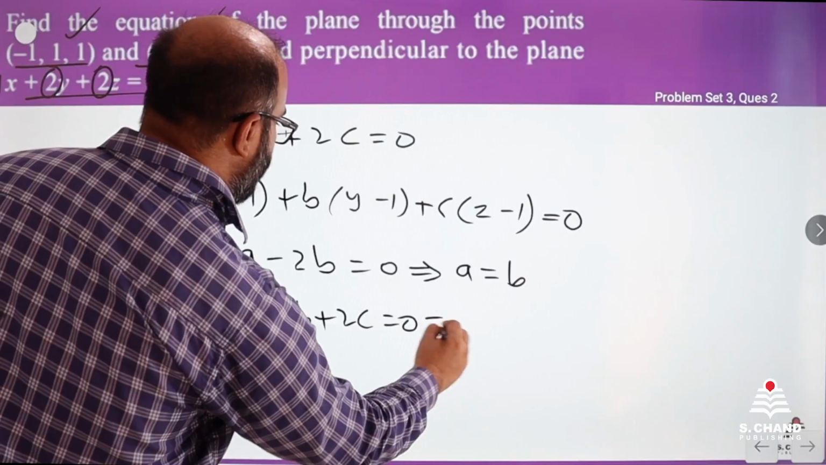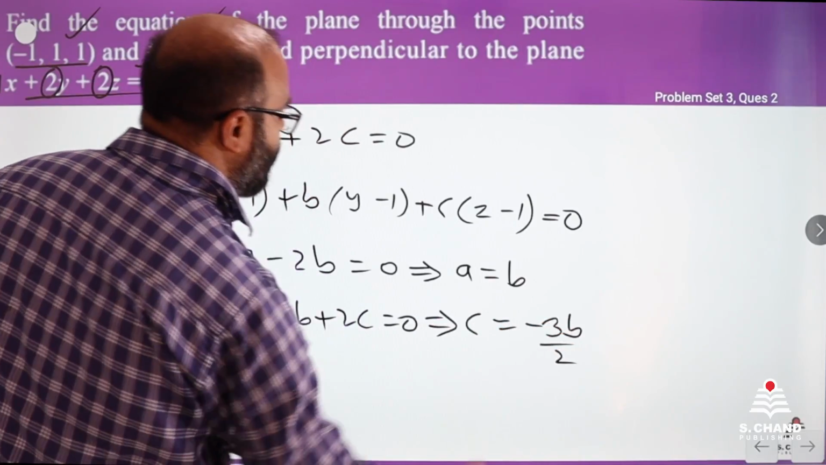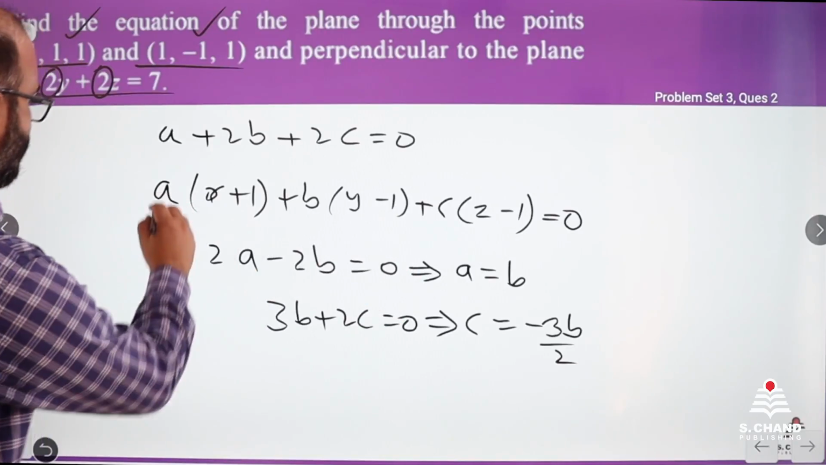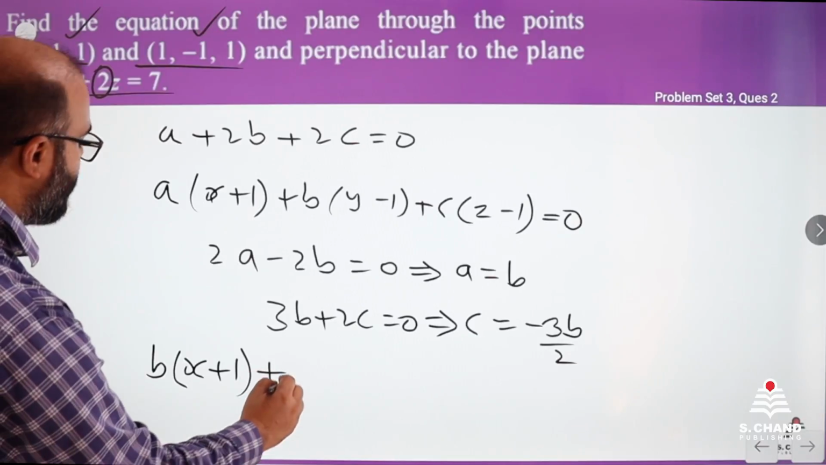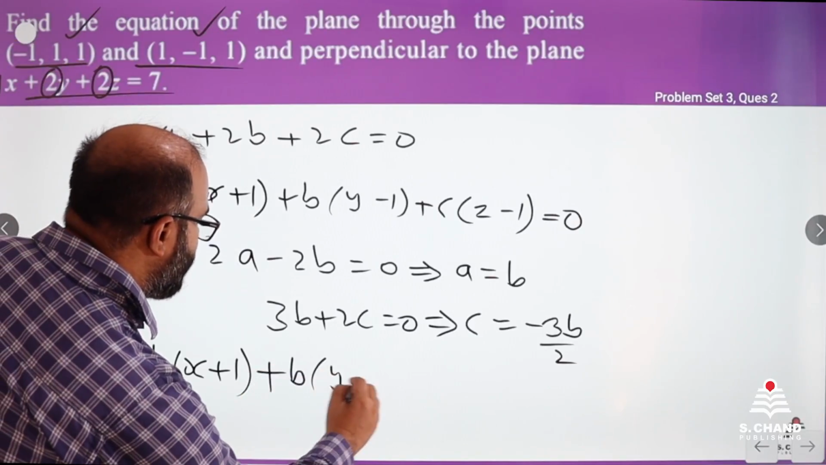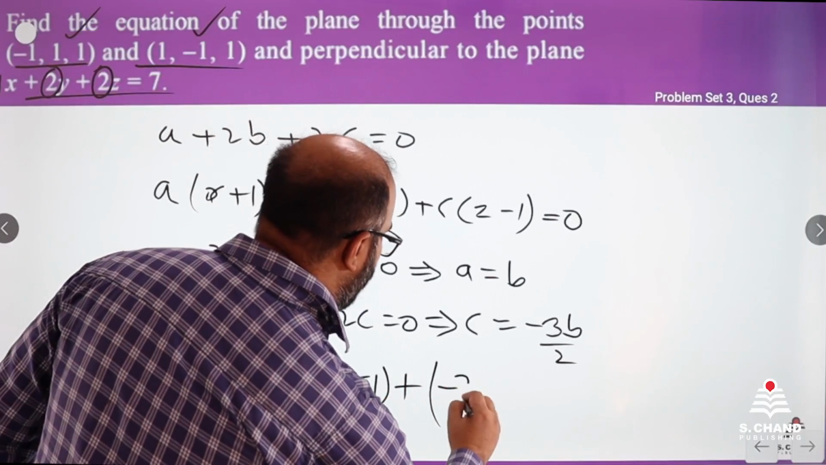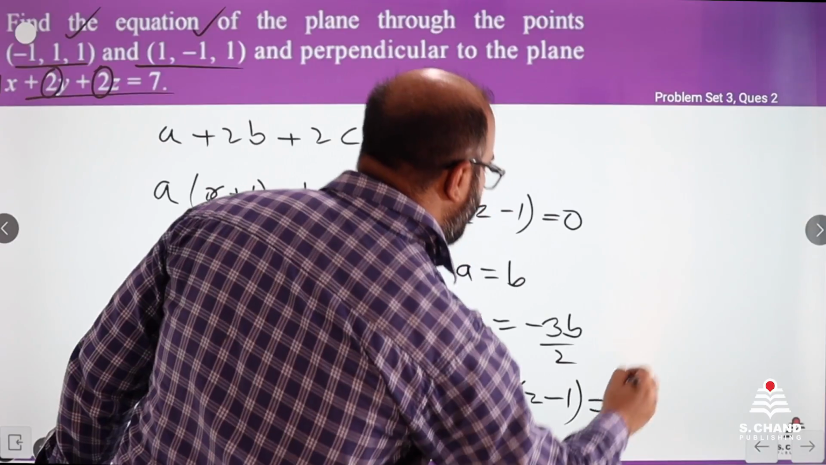So we get C is equal to minus 3p by 2. So we have A as p, C as minus 3p by 2. Now we have to find the equation of the plane. So we can write A as p into x plus 1, plus B as p only, y minus 1, plus C as minus 3p by 2, z minus 1 is equal to 0, like this.